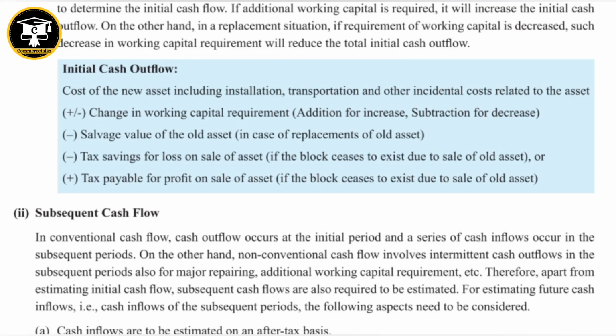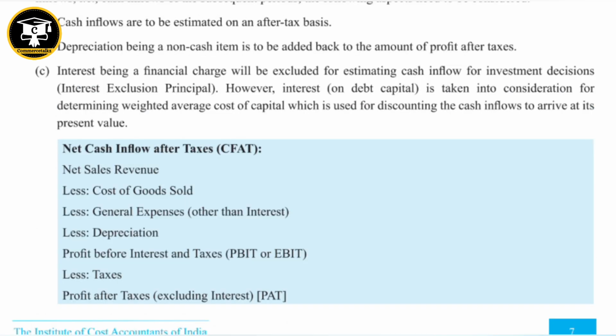So this is a simple rule. To the cost of a particular asset, we will add working capital if there is a requirement. If there is a decline in the working capital requirement, we will deduct that. Salvage value will be deducted. Tax savings for loss on asset is deducted and tax payable for profit on sale will be added. So this is a method to find out the initial cash flow. From the total cost, additional working capital will be added, salvage will be deducted. If it is profit, tax payable will be added. If it is loss, it will be deducted. So that is the first concept, initial cash flow.